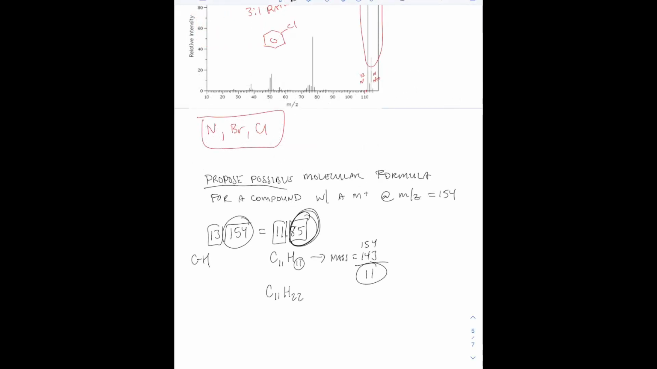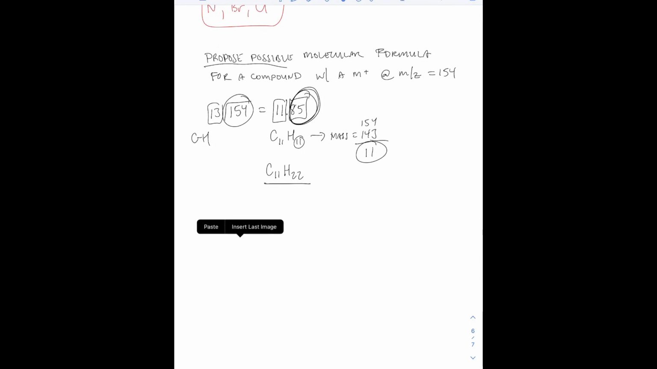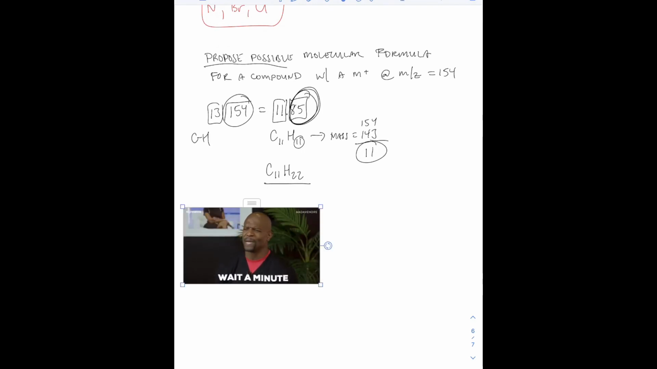It's one of very many proposals actually. So think about it. C11H22. You might be thinking, wait a minute, Jess, I thought hydrocarbons had to have the formula CnH2n+2. If that was C11, then the hydrogen count would have to be H24.